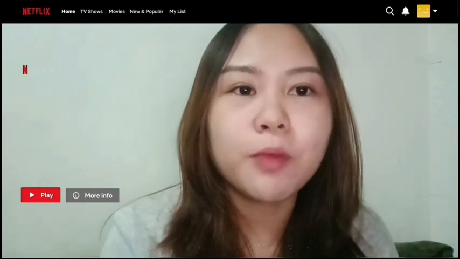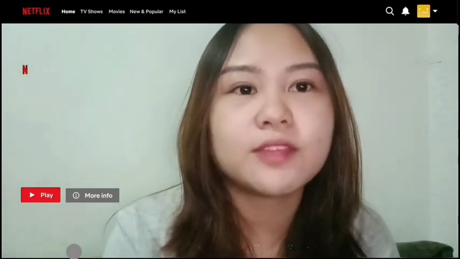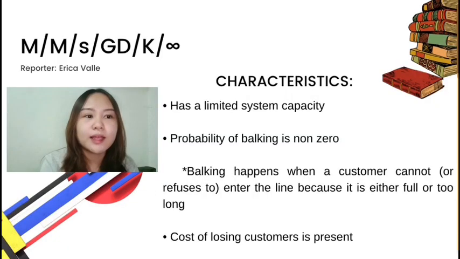So another queuing model is the M/M/S/GD/K/infinity. This queuing model has a limited system capacity. So sa model na ito, since limited ang capacity ng system, hindi lahat maa-accommodate or can enter the system. Unlike sa ibang models, customers are assumed to enter the system. And next, the probability of balking is non-zero.